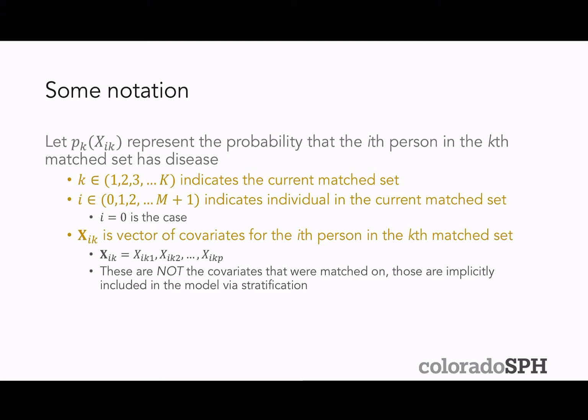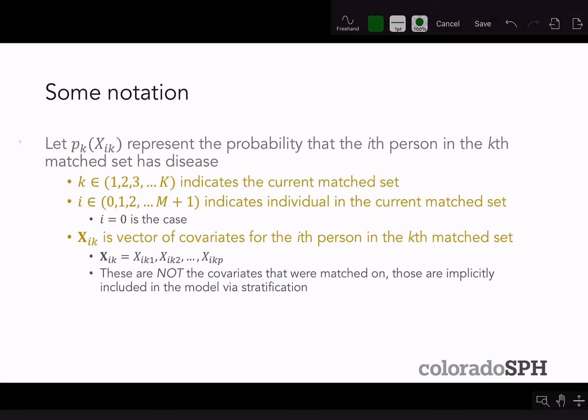So I'm going to introduce a little bit of notation that will be used here and in the next lecture. Let p_k of x_ik represent the probability that the ith person in the kth matched set has the disease of interest, where k is an index indicating the matched set you're interested in, and i is an index indicating the individual within that set, where you have m plus 1 individuals in the set because you have m controls and assumed one case. And here in this notation, we assume that i equals 0 is the case.